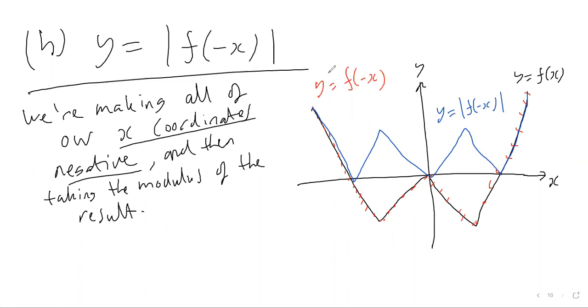So yeah, that's how it works. With this graph, what you want to do is reflect your initial one over your y-axis. You get your new graph, and then you just make your negative y coordinates positive and reflect them upside down like this. But you keep your old positive y coordinates the same. So that's how you would deal with a transformation of the modulus of f of negative x.